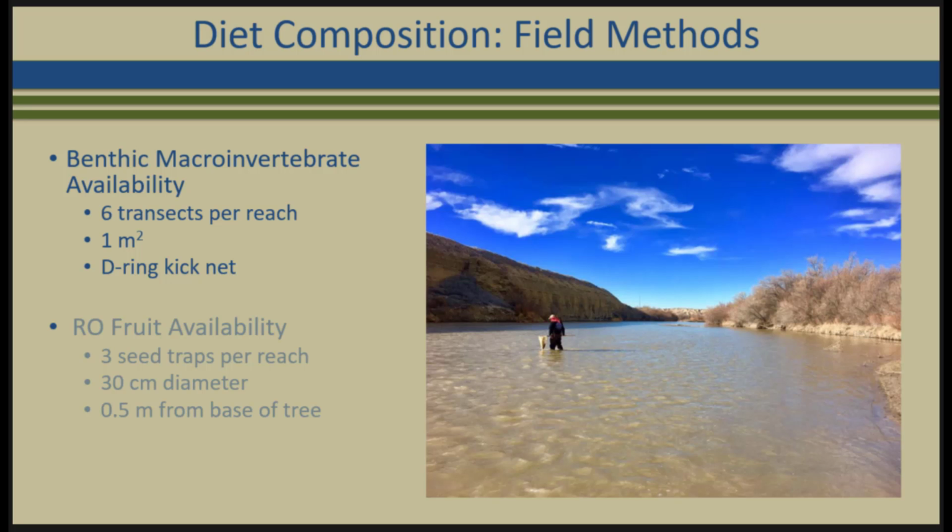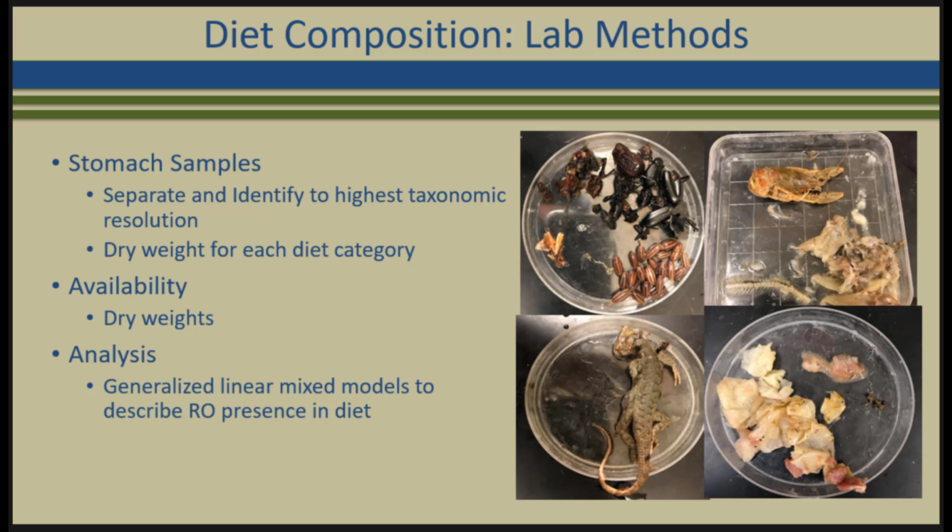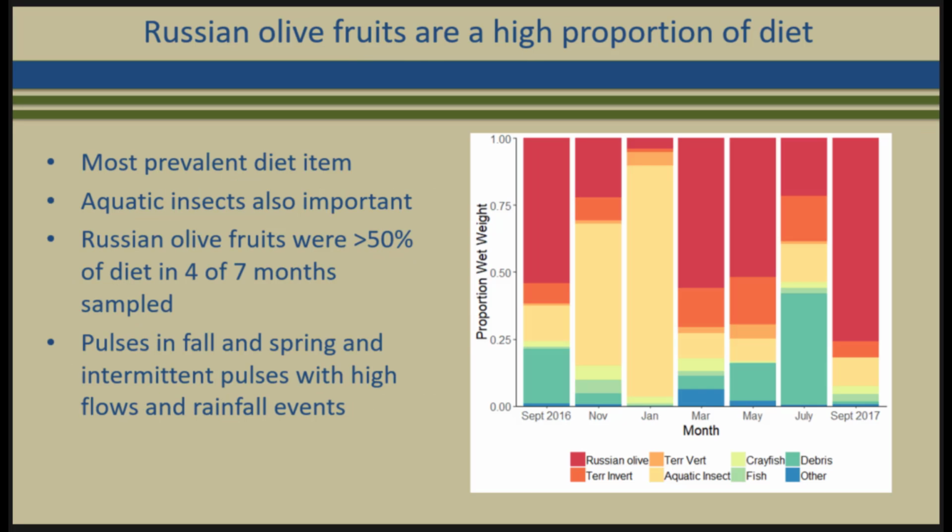So we did benthic insect sampling with kick nets at every sampling period, and we also sampled Russian olive using seed traps. Every time we went out, we would measure how much Russian olive is being input into the system and how much alternative prey was available. Once we got back to the lab, we separated that stuff into different categories and took dry weights, same thing for the availability data: dry weights on the seeds, dry weights on the benthic insects. Then we used some generalized linear mixed modeling. I'm not really going to talk much about that today because I don't have time to get through it all.